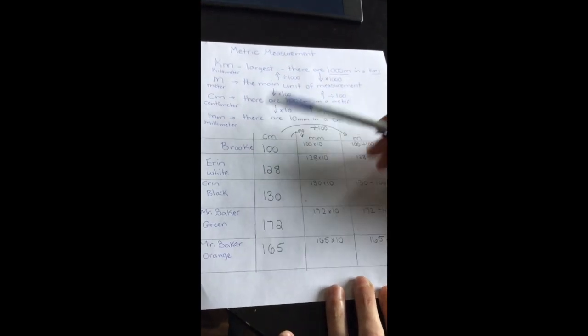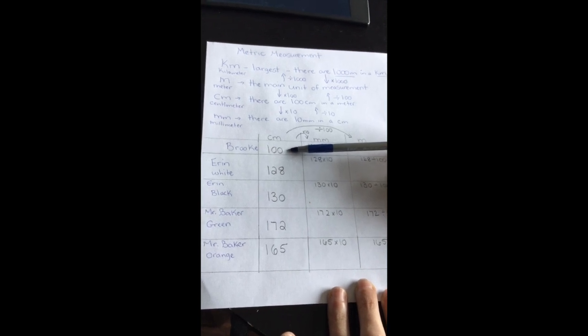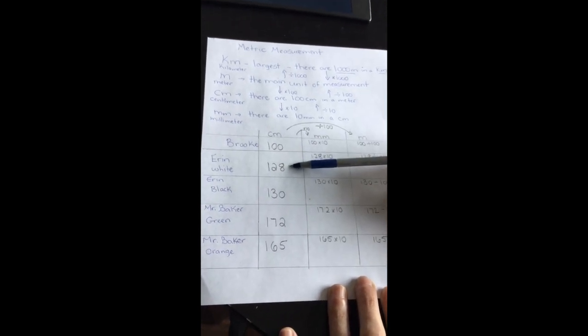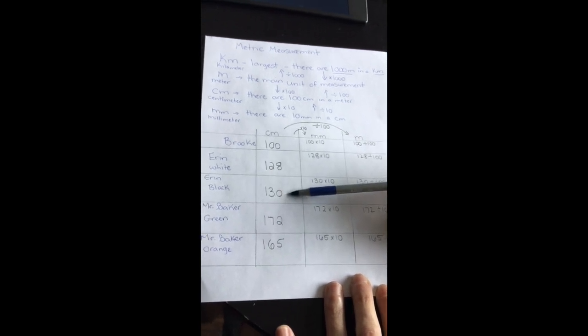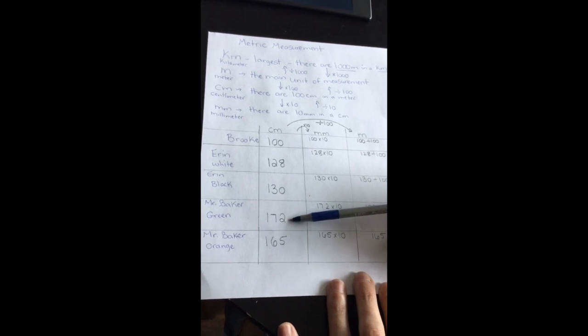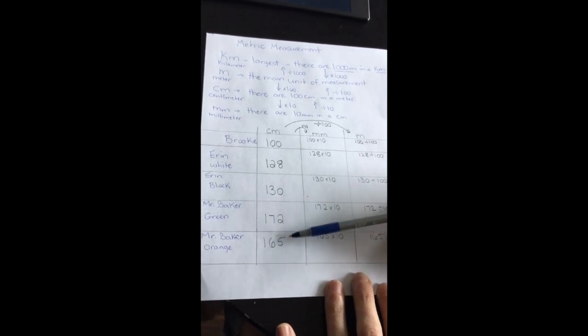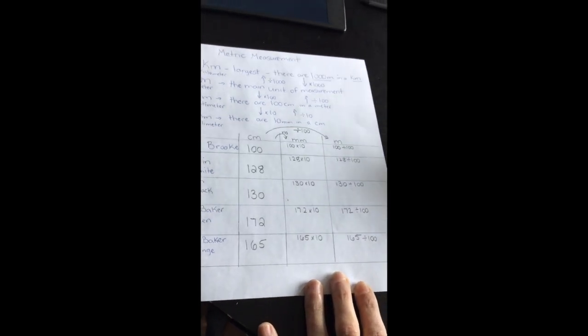Okay, so let's take a look at what we had. So I transferred the information. So we had Brooke's ski, that was the shortest, and it was 100 centimeters long. And then Aaron had her white racing skis at 128. She had those longer black ones at 130. Mr. Baker had a big green pair, 172 centimeters long, and Mr. Baker's orange racing skis were 165.